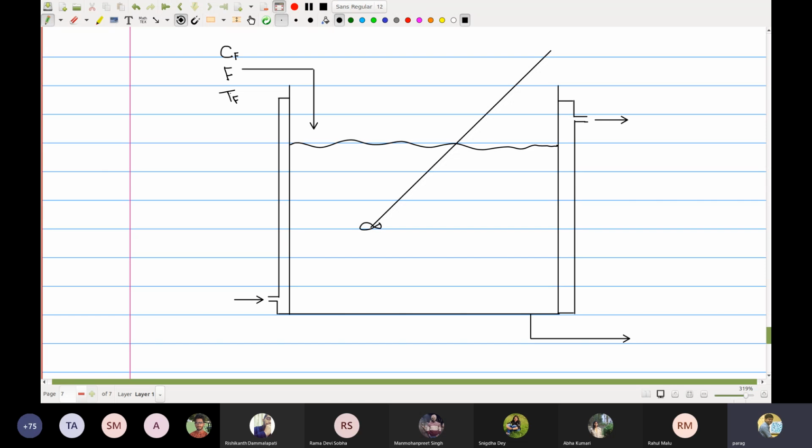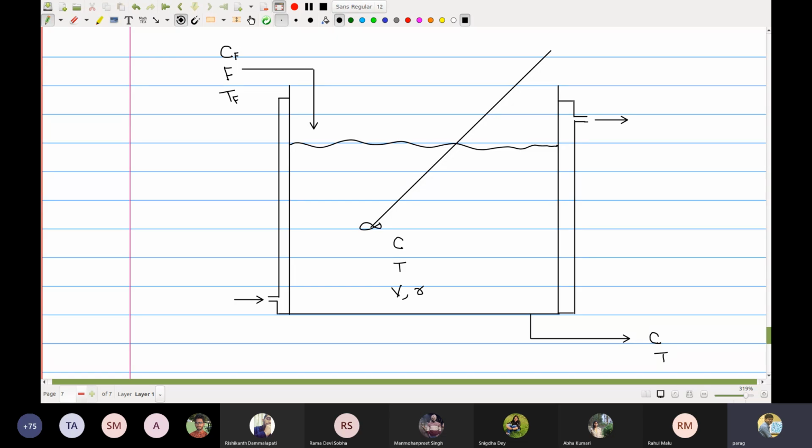Now inside the reactor, if you know how the CSTR works, there would be a sudden drop in the concentration inside the reactor because the reaction is taking place. So therefore you will have concentration C, which would be lesser than CF. There would be temperature T inside the reactor. The volume of the reactor would be V, and the rate of reaction inside the reactor would be declared as R. And whatever is inside the reactor, the same would be coming out, and therefore you will have C here and you would have T here.